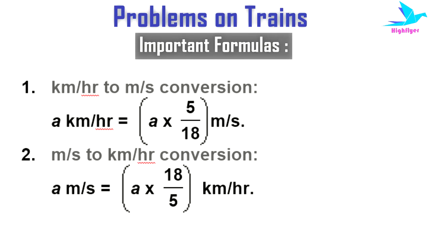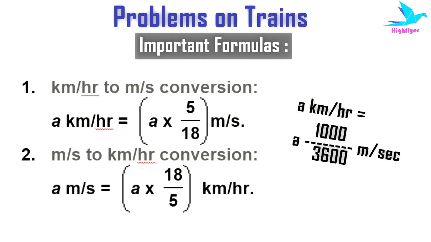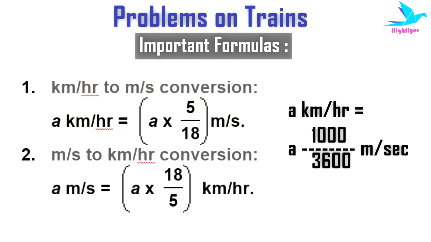A kilometer per hour equals A into 5 by 18 meter per second. Here what we have done, we have first converted kilometers into meters and hours into seconds. 1 kilometer equals 1000 meters and 1 hour equals 3600 seconds. Then by cancelling both the terms, we get A into 5 by 18 meter per second.